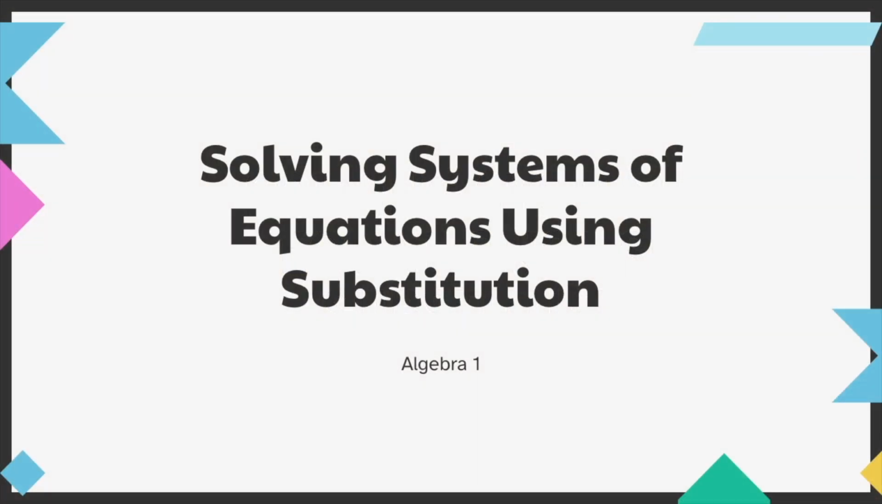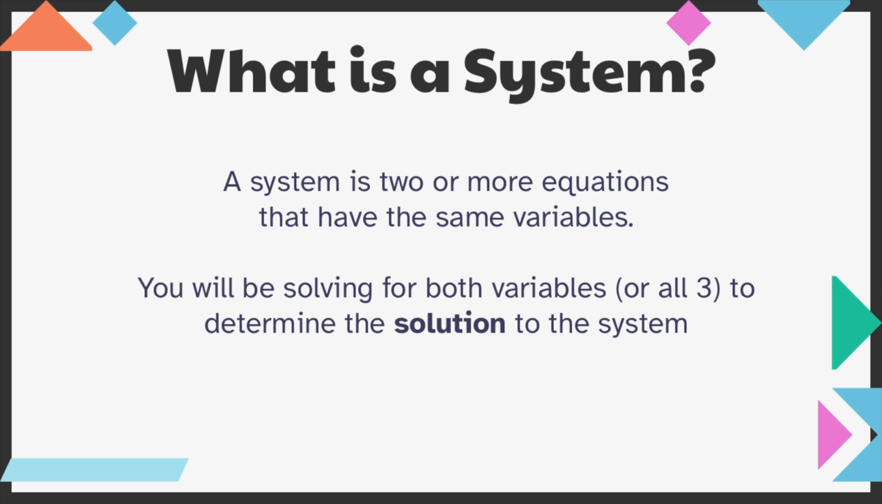Today we're going to be talking about solving systems of equations using substitution. Let's go ahead and talk about what a system is. So what is a system? A system is two or more equations that have the same variables. We will be solving for both variables, or all three in some cases, to determine the solution to the system.